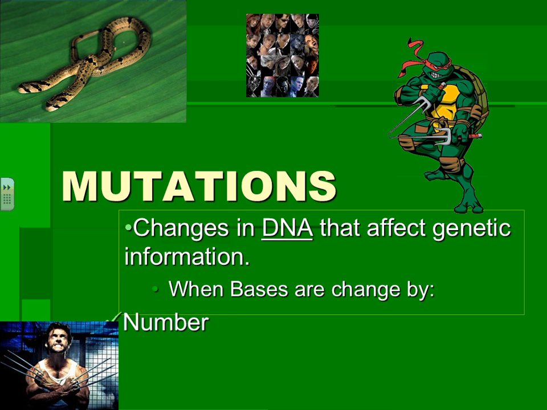This happens when your base pairs are changed by the number. So there may be more or less base pairs. It happens when they're changed by the type. So instead of it being an AT base pair, it might be a CG base pair. Remember, your DNA must copy exactly. If it does not copy exactly, it's going to create a mutation. Or the order. Instead of it being ABCD, it might be ACED.